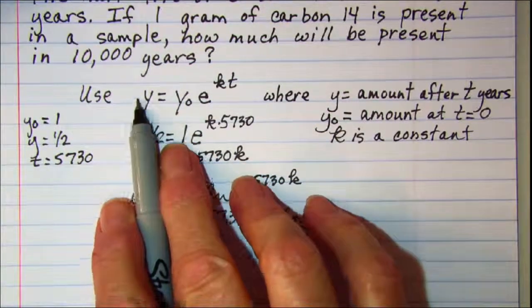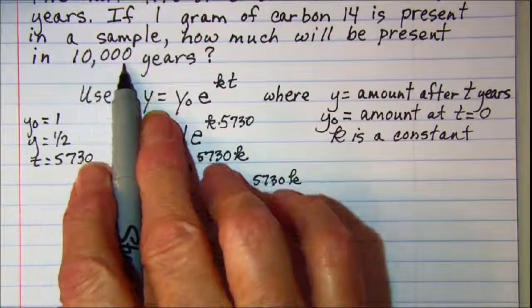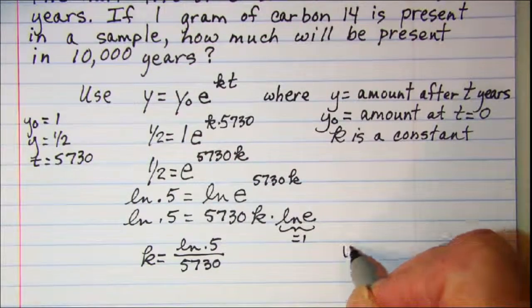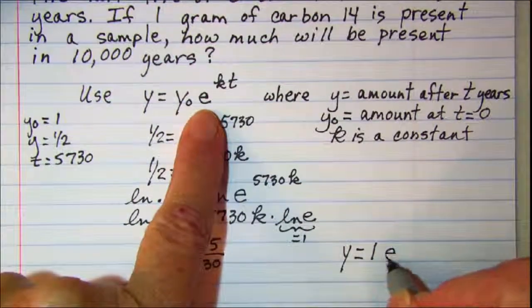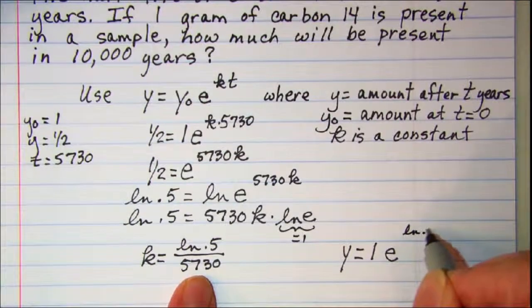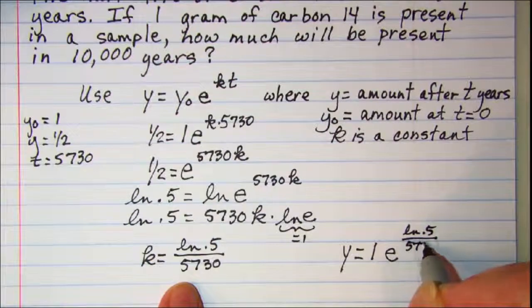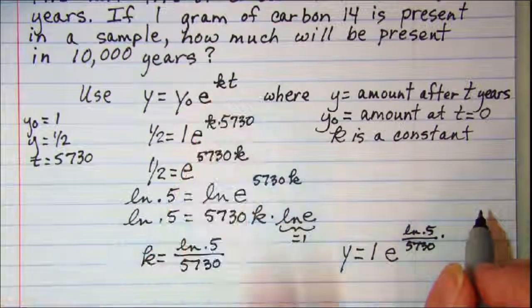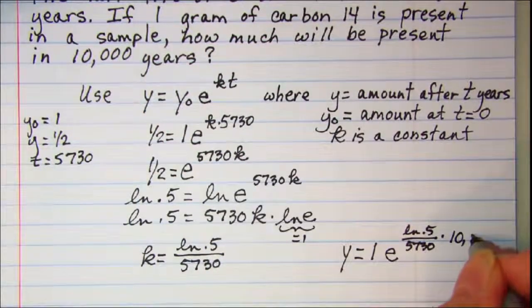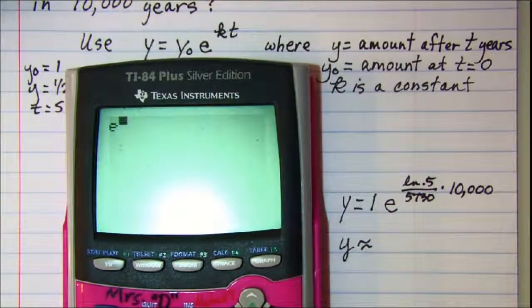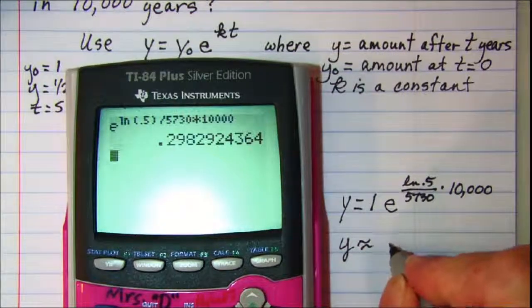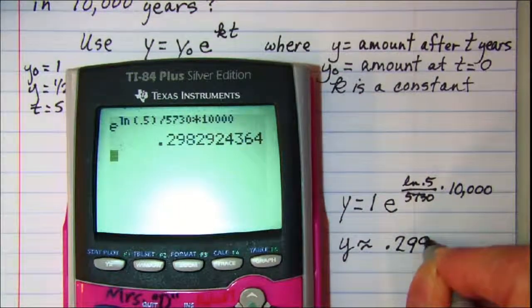I want to know how much carbon-14 I'm going to have after 10,000 years. So my y is equal to, and again the initial amount is 1, e to the k, which is ln 0.5 divided by 5,730, and my time now is 10,000 years. Now I can get my calculator out and get an approximation for this. I want e raised to the ln 0.5 divided by 5,730 multiplied by 10,000. And it looks like I'm going to have approximately 0.298 grams.